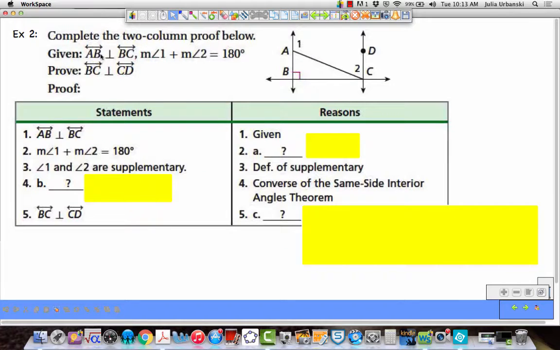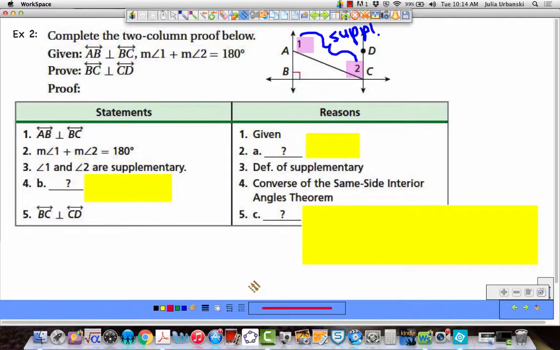Alright, you're given that AB is perpendicular to BC. That means there's a right angle there. That's what perpendicular means. You're given that angle 1 plus angle 2 adds up to 180. These are supplementary right here. Okay, that's what you're given. So let's look at what we can do. Actually, before we even look at the proof, let's think about it. If 1 is supplementary to 2, which two lines are parallel? Name them for me.